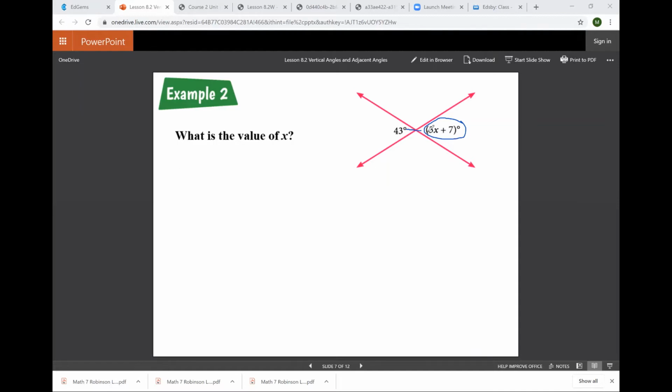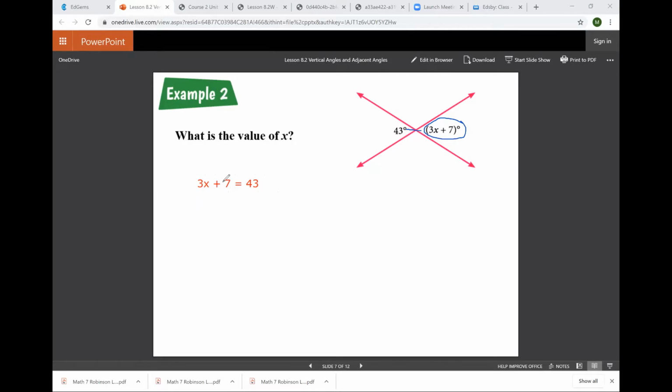So here we go. So I know that this is equal to this. Let's set it up. 3x plus 7 equals 43 degrees. Okay. I didn't have anything outside the parentheses. I didn't have a negative sign or anything, so I can bring it right outside, get rid of those parentheses and just rewrite it like this. All right, let's start solving.